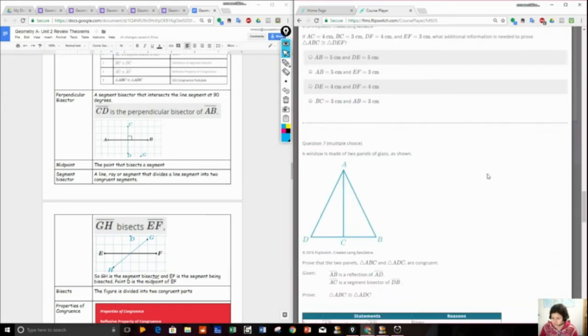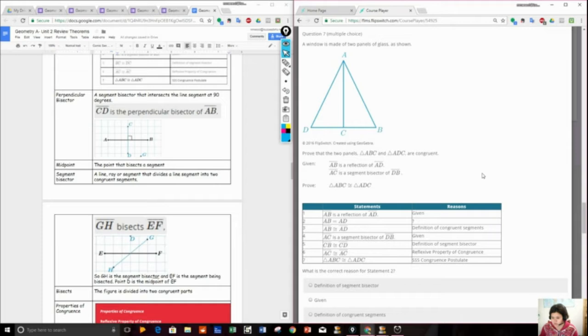Then we're going to jump to question 7. A window is made of 2 panels of glass as shown. Prove that the 2 panels, triangle ABC and triangle ADC, are congruent. Given, AB is a reflection of AD. Given segment AC is a segment bisector of DB. Prove that triangle ABC is congruent to triangle ADC.